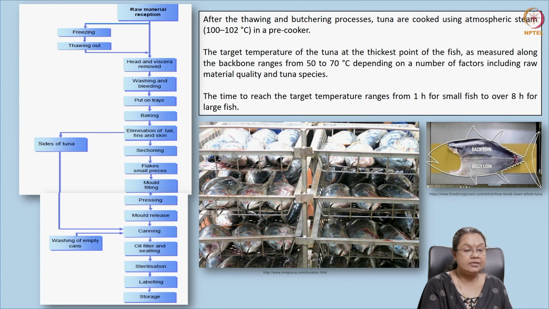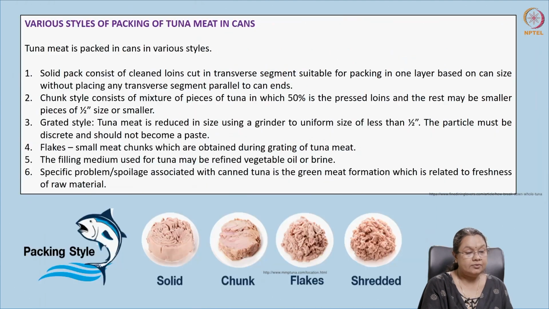This is the baking condition, and this helps in removing the skin easily. Also, the cooking temperatures vary along the length or backbone of the fish, so a 50 to 70 degree variation can be seen along the length of the fish. It also takes time for the temperature to reach the hardest or thickest portion, so that also needs to be taken care of while canning the tuna.